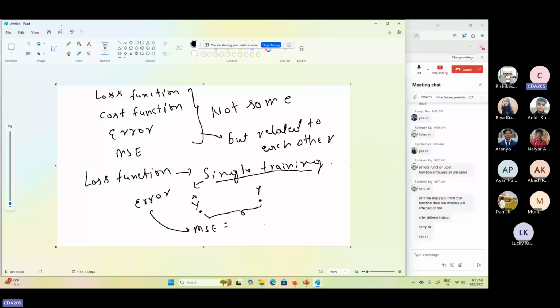Okay, are you clear with this? We have to calculate the error, meaning the single training error, through the MSE, that is the mean square error. And what is the formula for that? L(y cap, y) is equal to (y cap minus y) whole square. Okay. Now what is another loss function? That is the cross entropy.